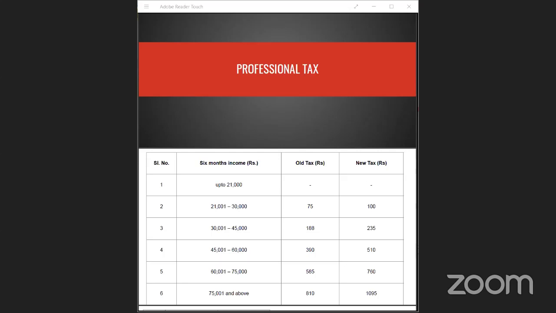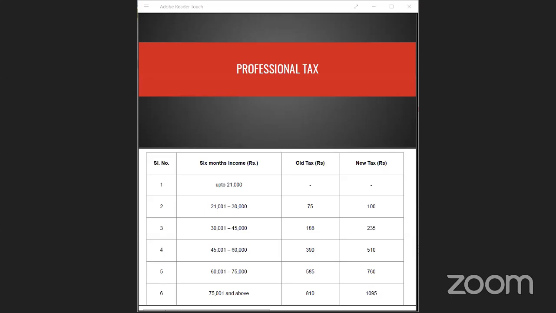This is how we calculate professional tax based on this method. The first thing is you need to find the 6 months gross salary. After that, find which slab it falls under. Then go to the tax rate, and that tax rate divided by 6 gives you the per month PT.